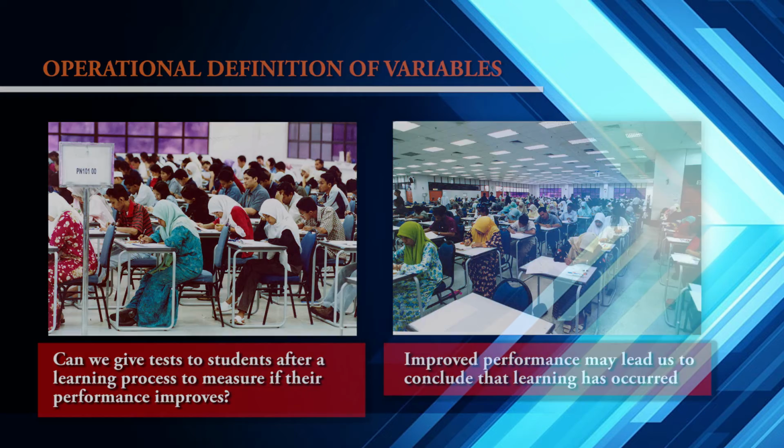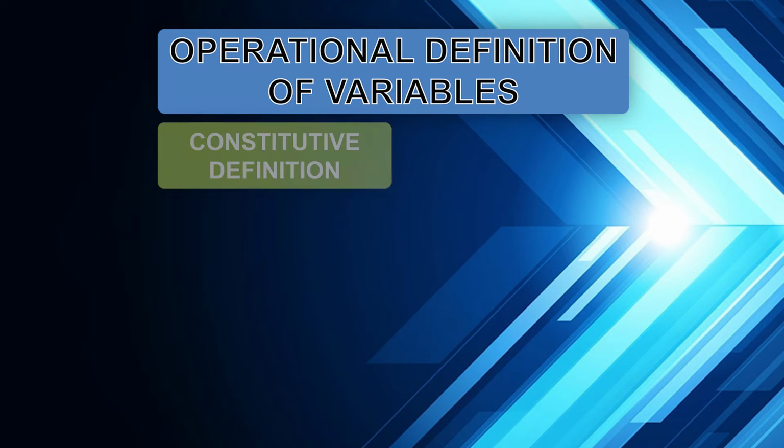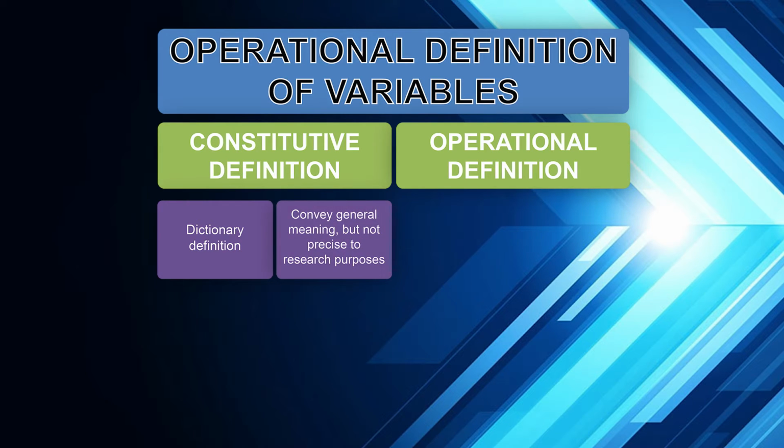has occurred. When we talk about operational definitions of key terms, especially the variables investigated in the study, we should be aware of the distinction between a constitutive definition and an operational definition. A constitutive definition is the dictionary type of definition. It helps to convey the general meaning of a variable, but it is not precise enough for research purposes.